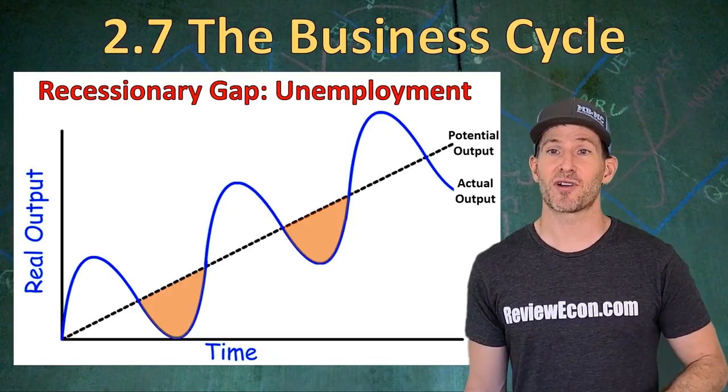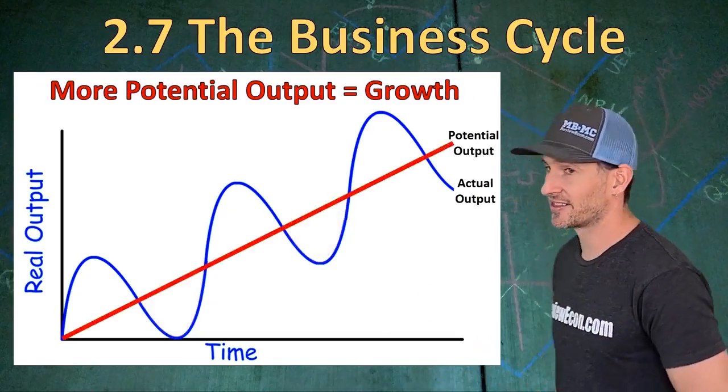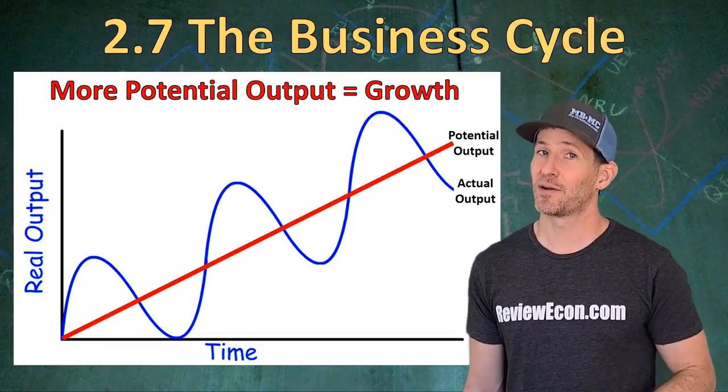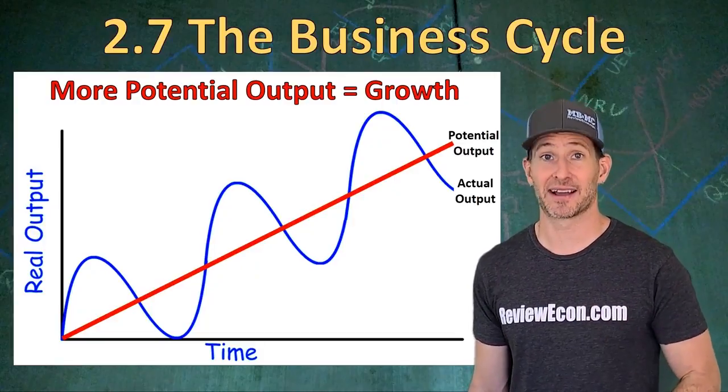When our economy is functioning properly, we're also going to have this upward trend in the long run. That is our potential output, and when it increases like that, we call that economic growth.